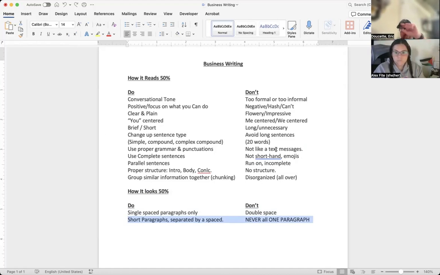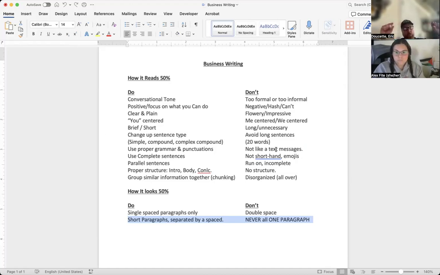Because your eye is able to scan those few lines a lot easier than a block of text. And so it should never all be one paragraph. Even if the whole document's only 4 lines, make it 2 sentences long and separate them by a space. Your eye can read those 2 sentences a lot quicker. So that's the idea: single-spaced paragraphs separated by spaces.